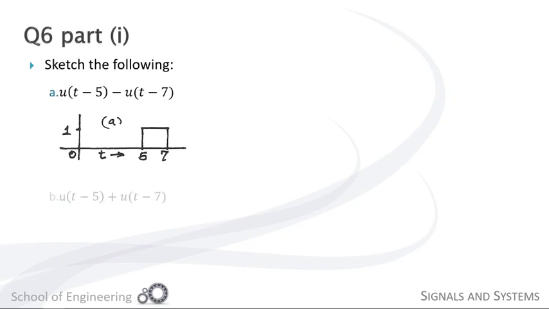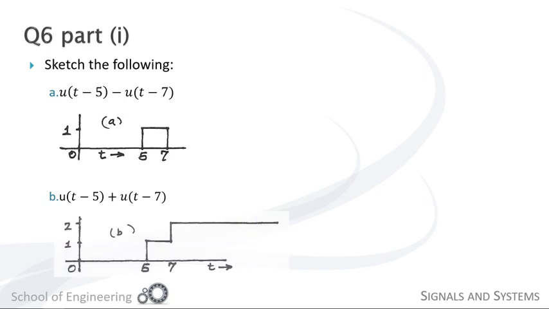All right. What's the next one? I add them together. What will it look like? So you go up at 5, then you're adding it, so it goes up another 1 to 2 at 7, right? Just add the two signals together, right? Okay.